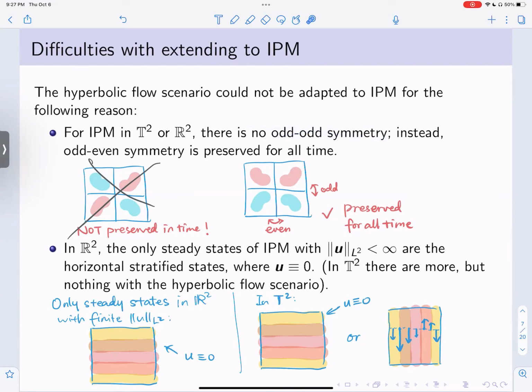It's actually the odd-even symmetry. If the initial data is odd in x2, the vertical direction, but even in x1, then that is the symmetry that is preserved for all time. So this is only one technical reason, I would say.